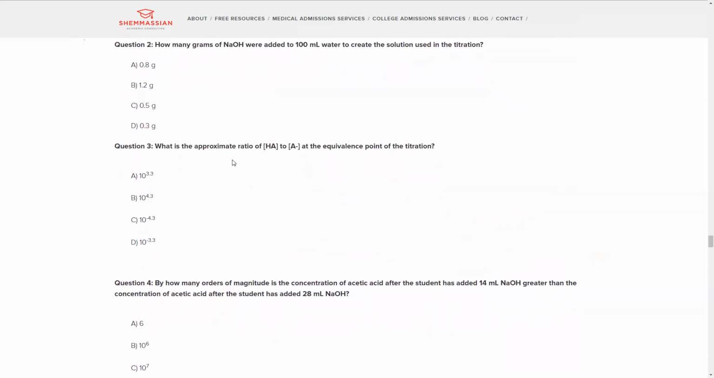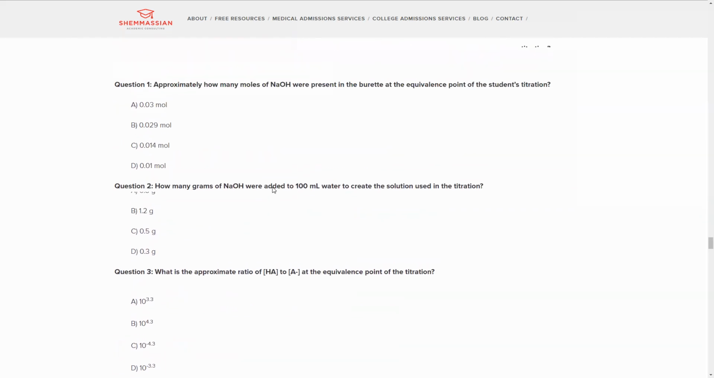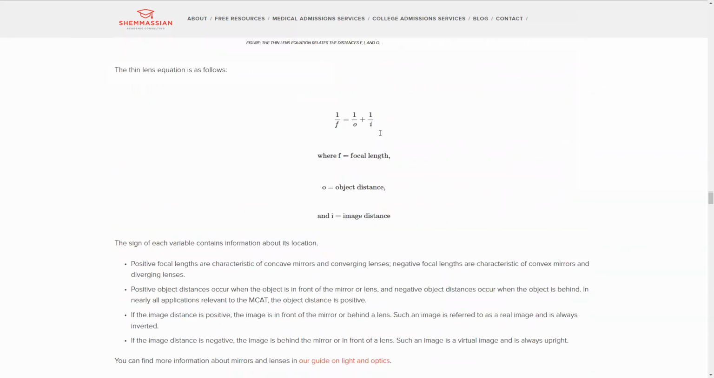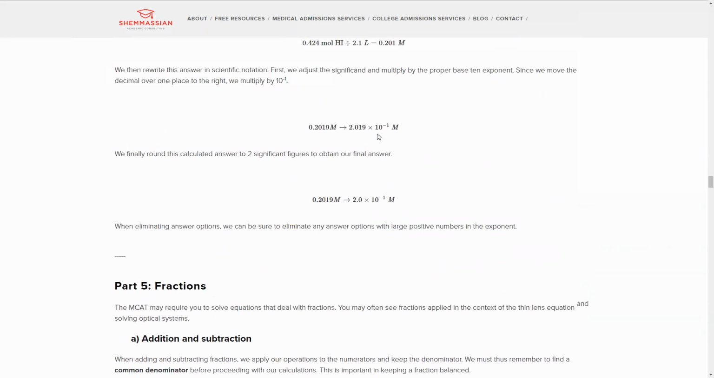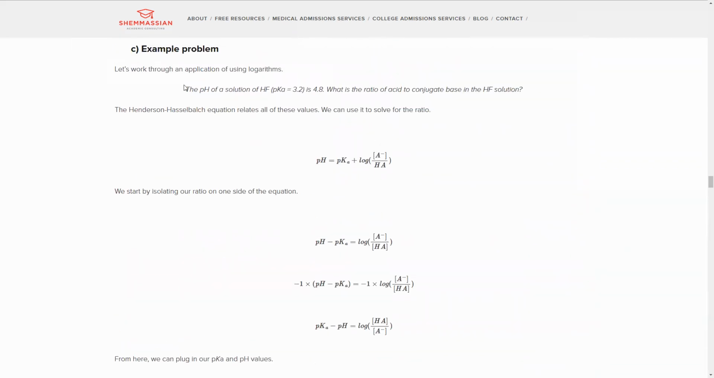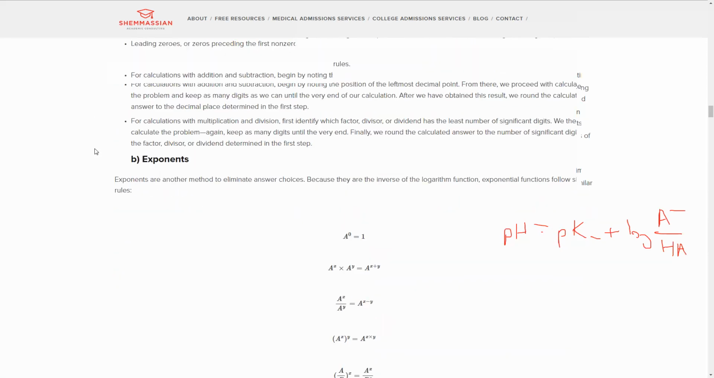Okay, so let's keep going. What is the approximate ratio of HA to A minus at the equivalence point of the titration? At the equivalence point of the titration, we're at pH 9. This is again Henderson-Hasselbalch, right? So let's go back and grab the Henderson-Hasselbalch equation. We got pH equals pKa plus log A minus over HA, right? And so we scroll down.